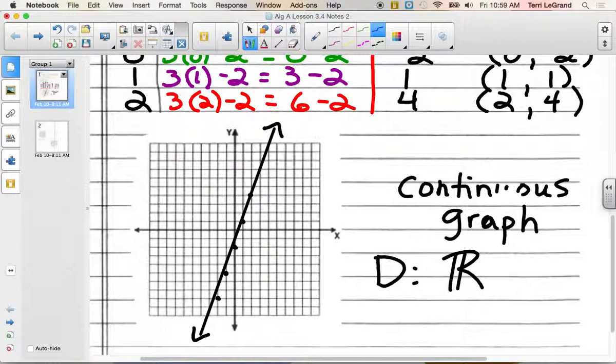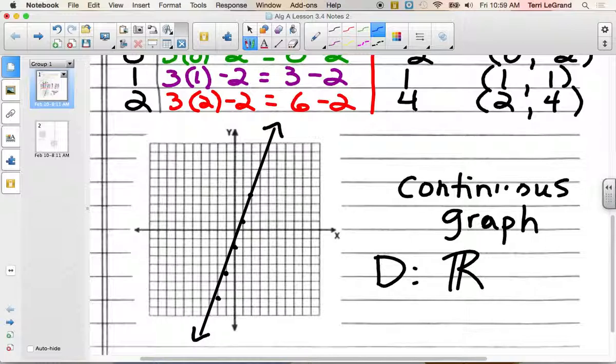Remember how yesterday they gave us a domain in set notation like this? Remember this? And maybe they had -2, -1, 0, and 1, just like that. That is saying only these four because it's written in set notation like this. So they gave it to us like this.